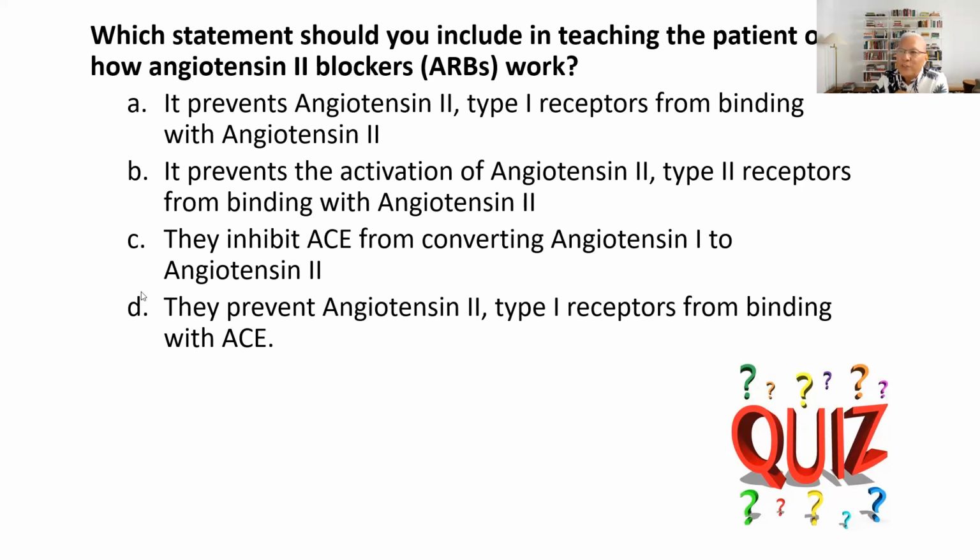Very good. Okay, the correct answer is letter A. ARBs, angiotensin receptor blockers, prevent angiotensin 2 type 1 receptors from binding with angiotensin 2. So remember that ACE inhibitors inhibit angiotensin converting enzyme from converting angiotensin 1 to angiotensin 2. Okay, so that's the difference. All right, great.